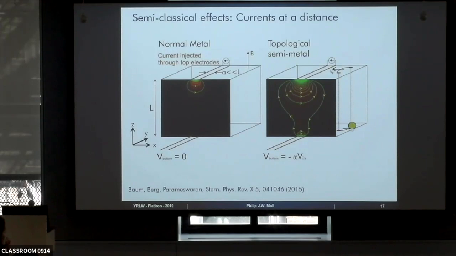That's essentially what happens. So you drive current this way on the top, and by chirality locking, you will drive current the other way on the bottom of the surface. Yeah? Okay. All right.